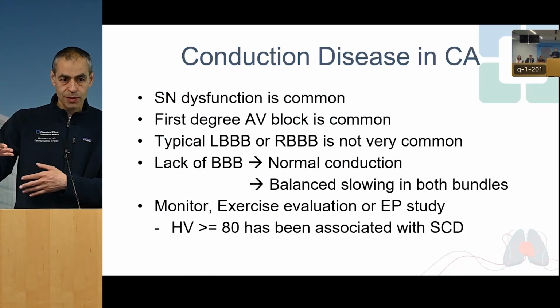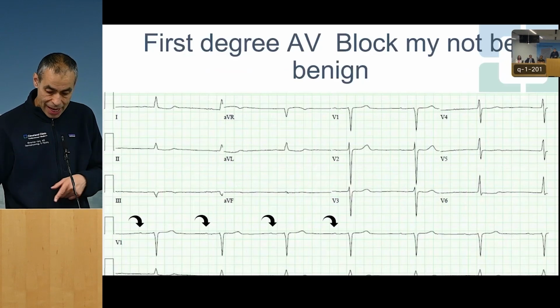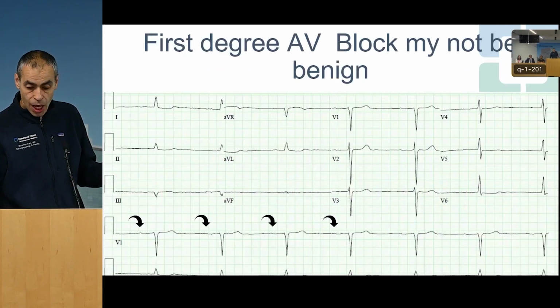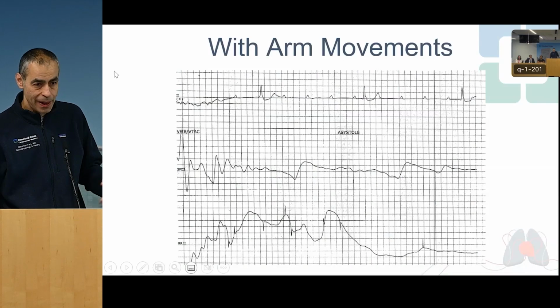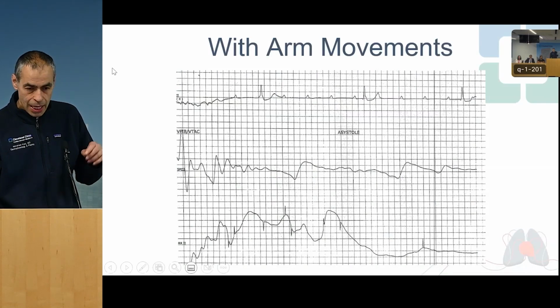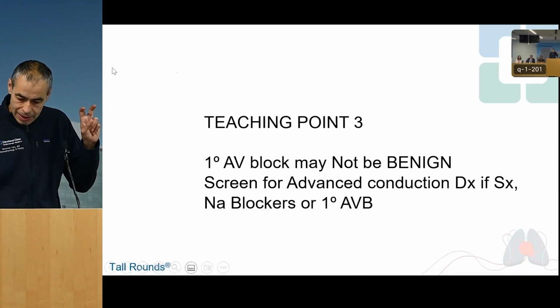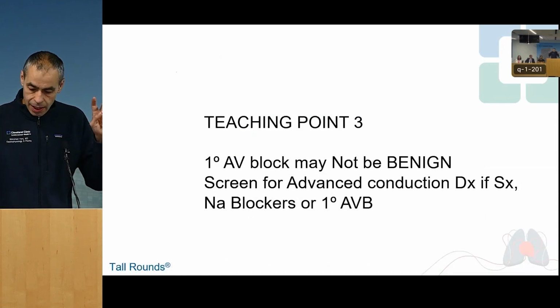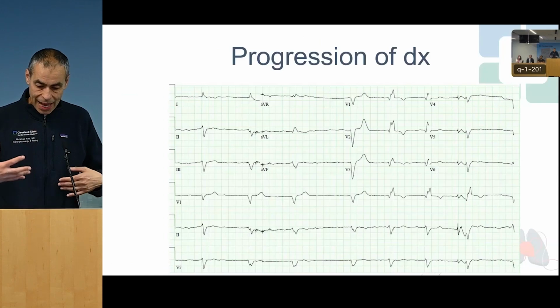You want to make sure that once you increase the heart rate, they can continue to conduct. Because that first-degree AV block that you think is benign, when you in fact exercise them, the sinus rate picks up and then they end up with complete heart block. So you have to be concerned about this benign conduction disease that you see in other individuals, especially if they have symptoms.